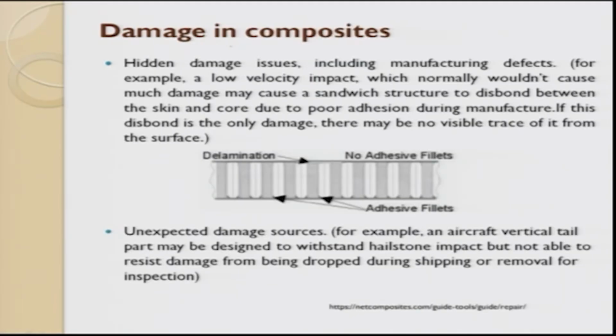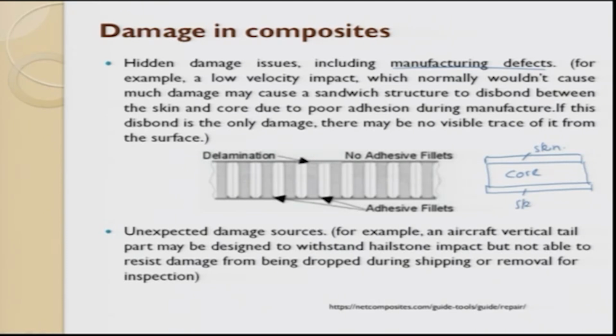When we talk about damage in composites, there are hidden damage issues including manufacturing defects, which I was trying to tell. For example, a low velocity impact which normally would not cause much damage may cause a sandwich structure to disbond between the skin and the core due to the poor adhesion during the manufacturing. This disbond becomes more common. In order to explain a little bit more, what are sandwich structures? Sandwich structures are structures wherein you have a softer core. This is called the core and this is called the skin.